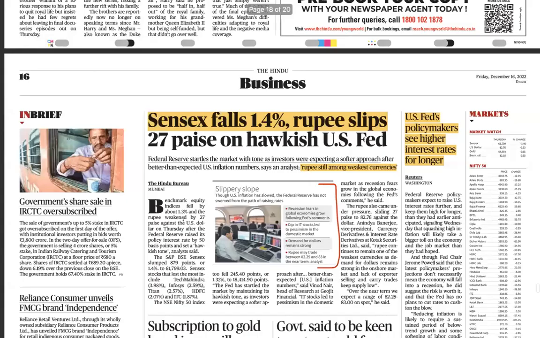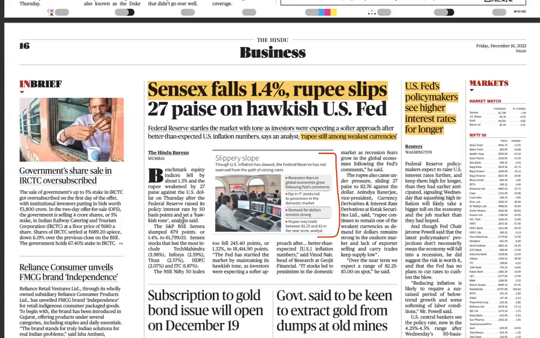And we see that recently US Fed policymakers see higher interest rates for a longer time period. People were expecting a softer stand this time, because the inflation rate has fallen. So we were expecting a softer stand from the Fed, but it was absolutely the opposite. And because of that, our stock market, the Sensex, has fallen by 1.4%. That is huge. And our rupee has also weakened, and it still remains amongst the weakest currencies.